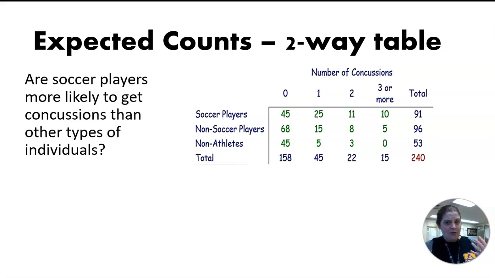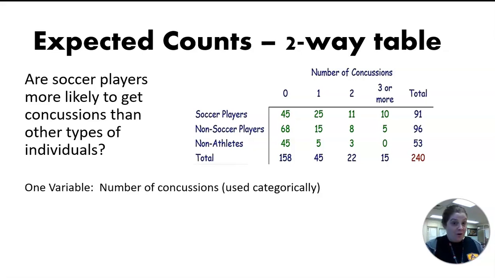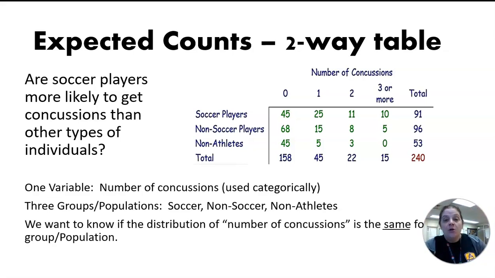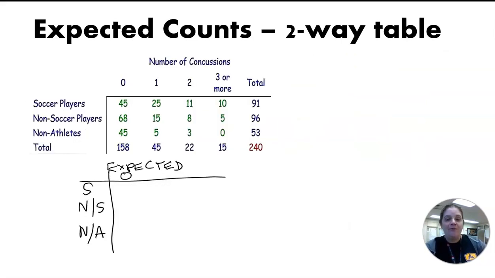If we are talking about these expected counts, I have one variable here, number of concussions, and I have 3 groups. If the distribution of the variable is going to be the same across the 3 groups, then I would expect the percentage of soccer players, non-soccer players, and non-athletes who got 0 concussions to be the same in all groups, so that when I drew my bars, that wedge would be the same all the way across. So how would we figure out what to do for this chi-squared test of homogeneity?